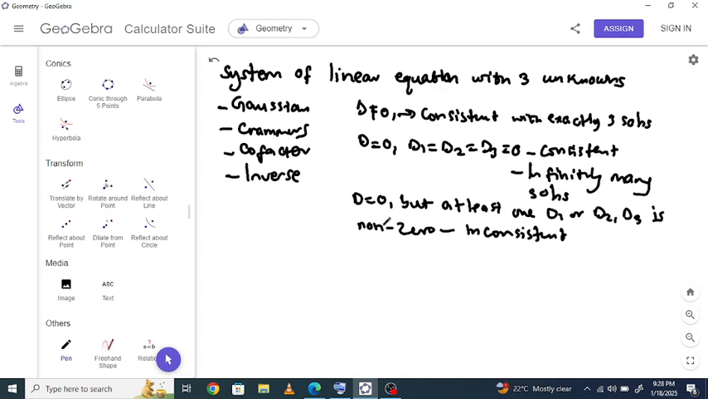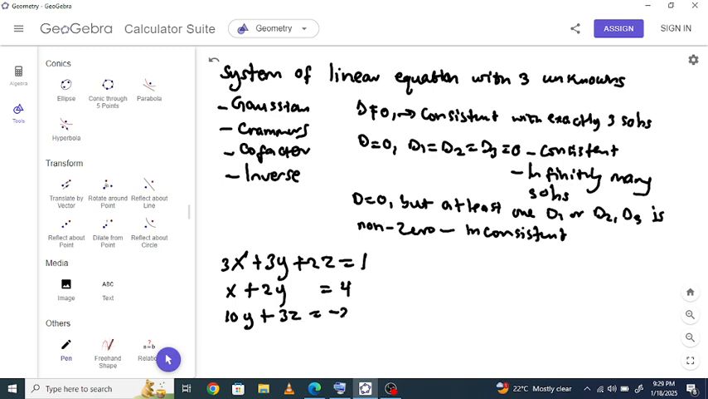We have an example here. 3x plus 3y plus 2z is equal to 1. x plus 2y is equal to 4. 10y plus 3z is equal to -2.